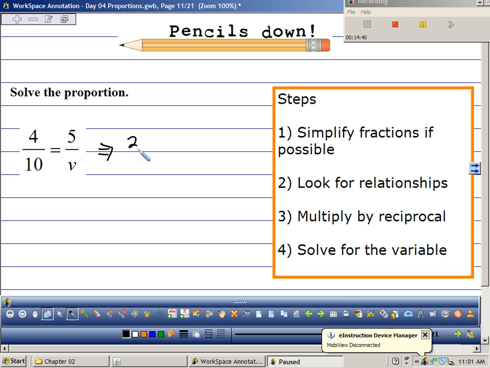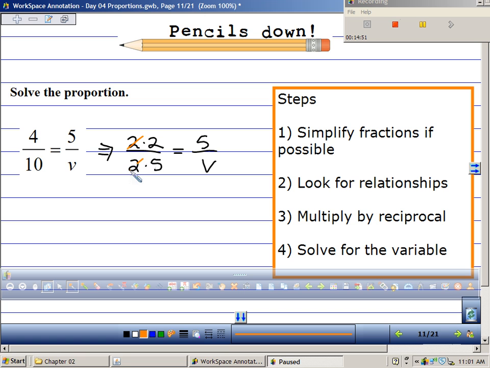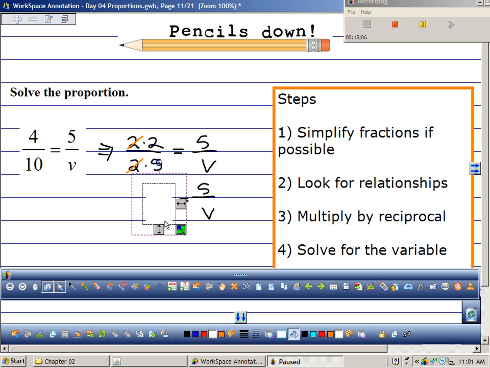Okay. 2 times 2 over 2 times 5 is equal to 5 over b. My 2's cancel, and I'm left with 2/5 equals 5 divided by b. Let's see if it had a relationship. Does it have a relationship? 2 and 5, do they have a relationship?